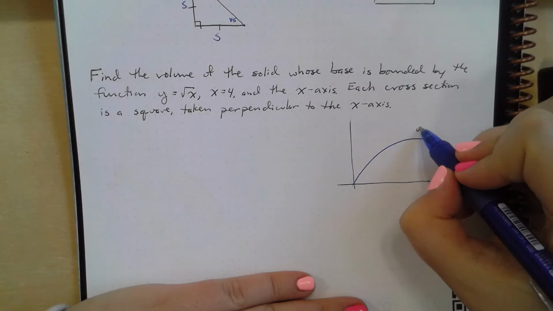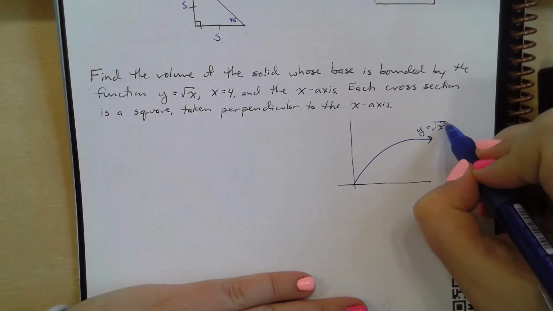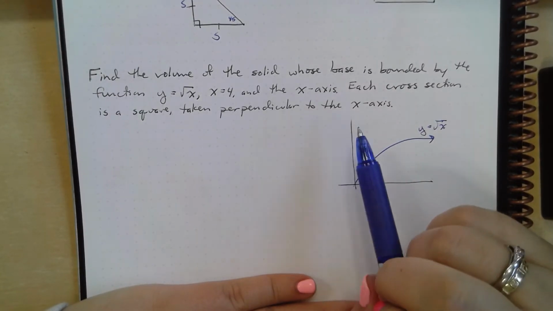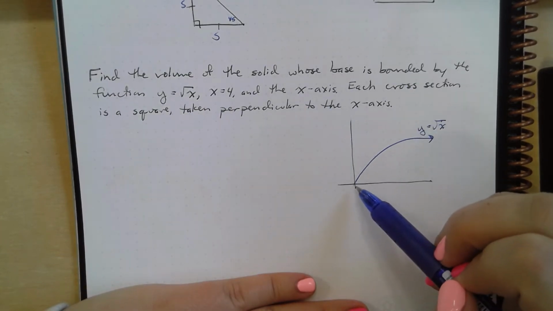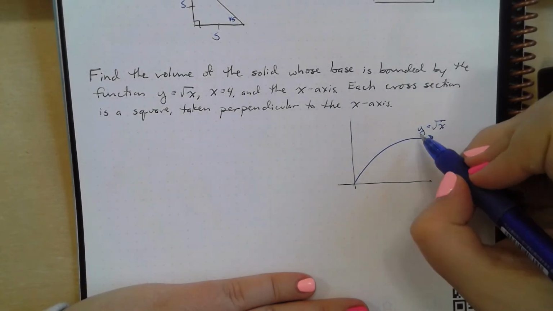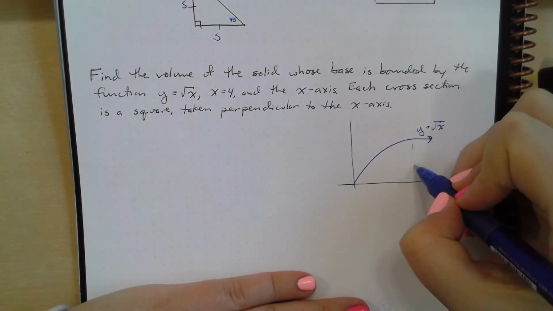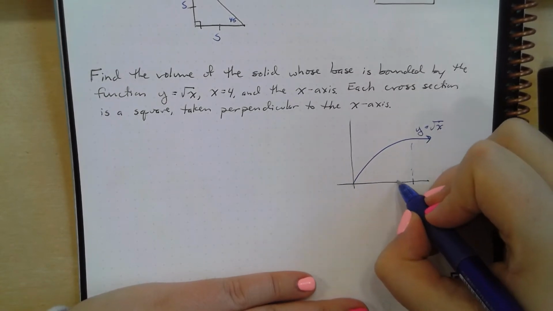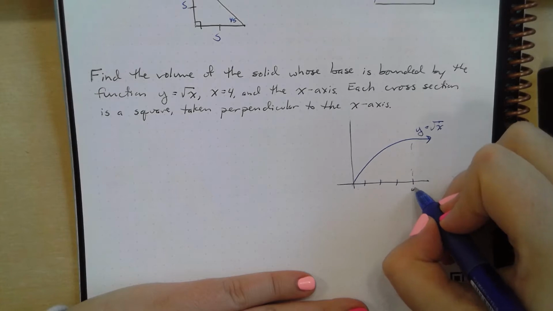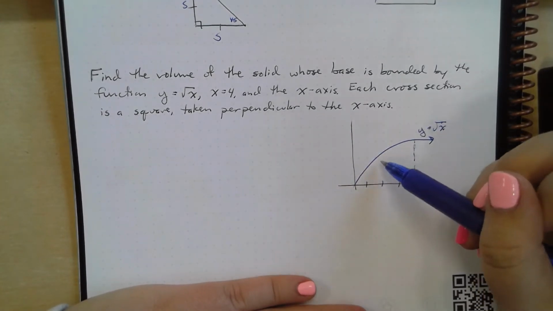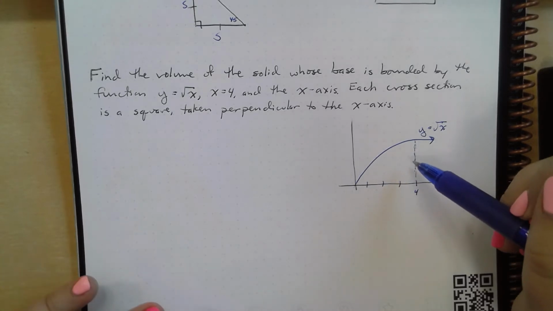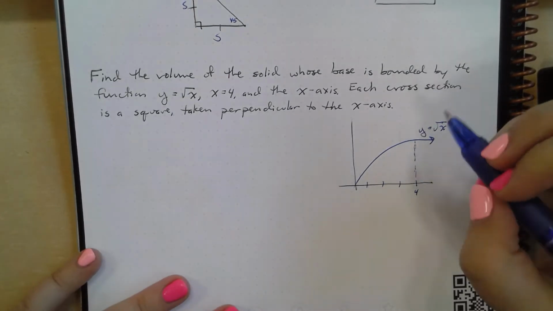Well, first of all, we're going to just draw our function. This is y equals radical x, right? It's bounded by the x-axis, that's going to be here, and x equals 4. So if this is 4, 3, 2, 1, this is 4 there. This is where we're going to stop. So we want to find the volume of this solid here with square cross sections, right?